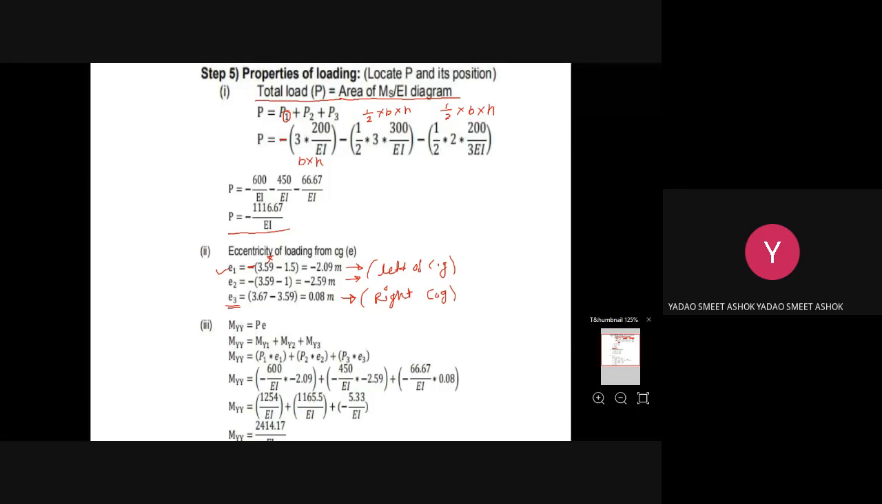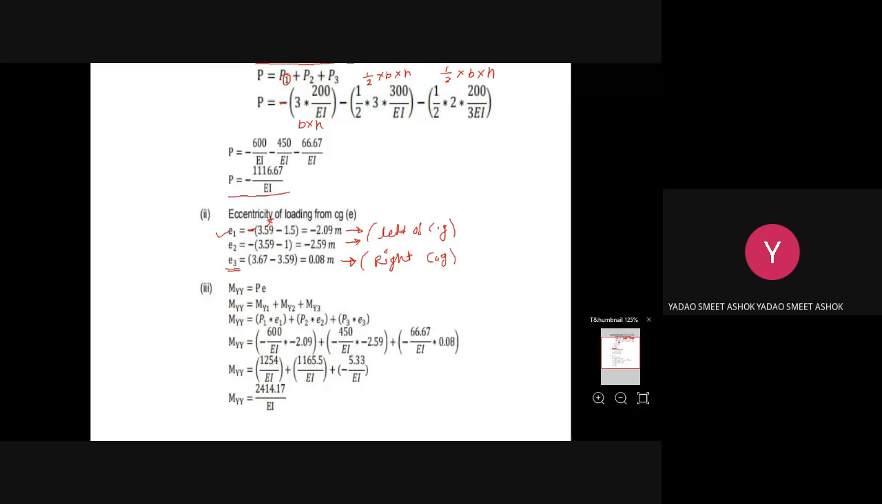Then after finding E1, E2 and E3, you will get the Myy, which is equal to P into E, that is force into the perpendicular distance. So My1 plus My2 plus My3 is equal to P1 into E1 plus P2 into E2 plus P3 into E3. You will get that value. Then after finding this value, what we have to calculate?